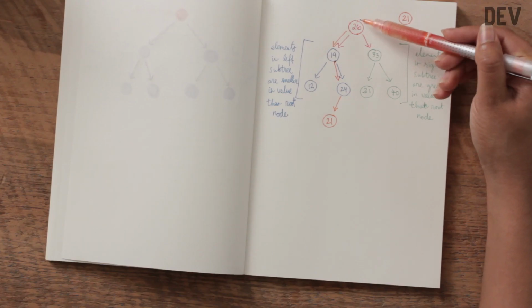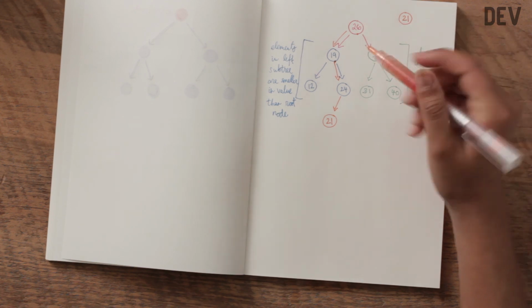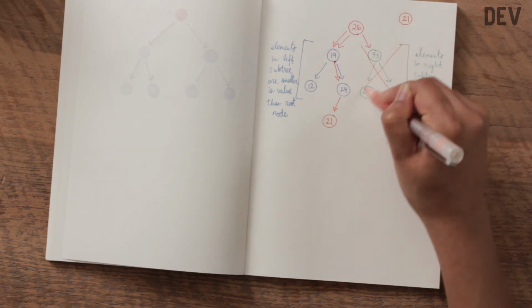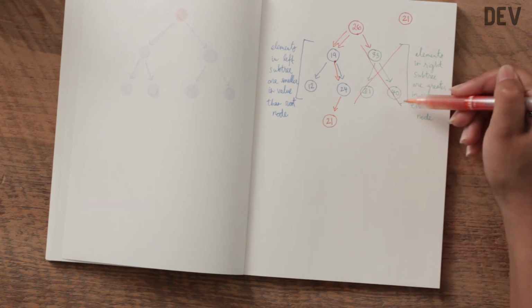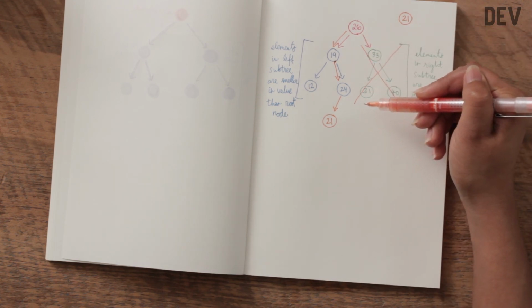When we started at our root node, as soon as we knew that 21 is less than 26, we didn't even bother looking at this subtree at all. We eliminated 50% of the possibilities right then and there. This is the heart of something called binary search. Binary search trees leverage the power of the binary search algorithm.